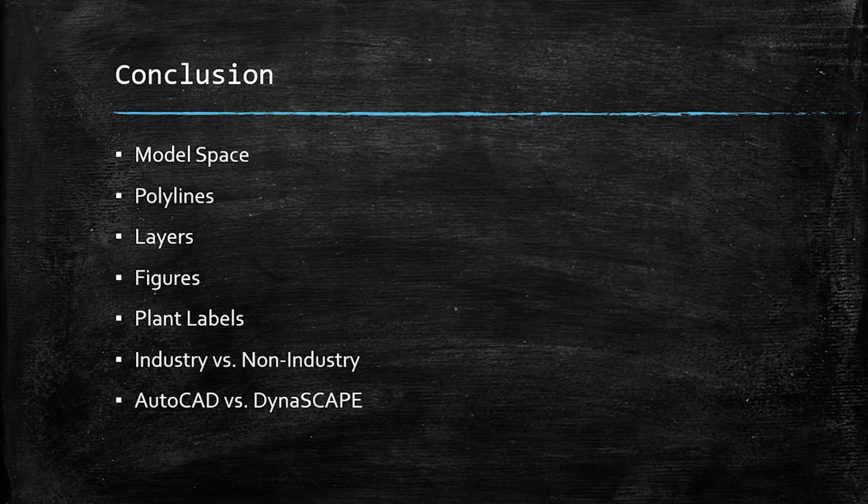DynaSCAPE and AutoCAD have similarities and differences. The biggest difference between them is DynaSCAPE is an industry-specific software and AutoCAD is a non-industry specific software. Both softwares excel in many ways.